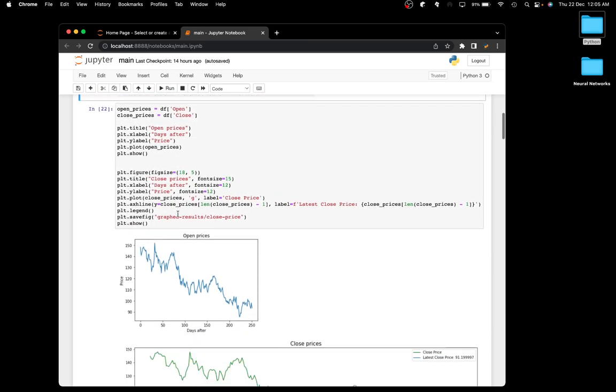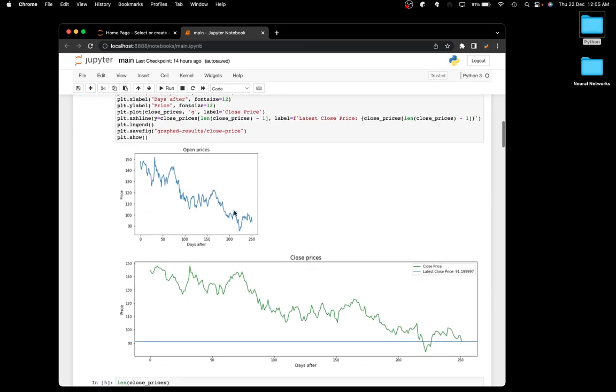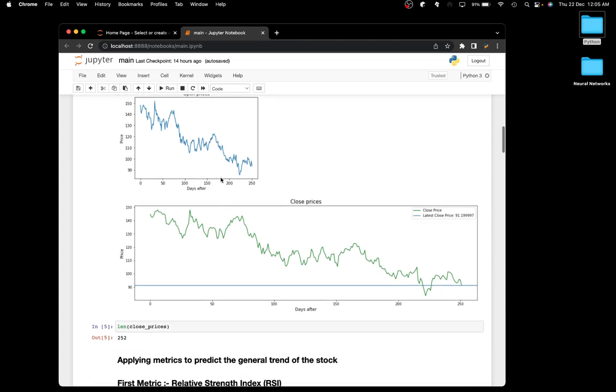The next thing that I've done is plot the open prices and the close prices. As you can see, I've added a little cool thing in the close prices that gets you the current close price as a line, so you can know exactly what your price is right now. That's a really cool thing.